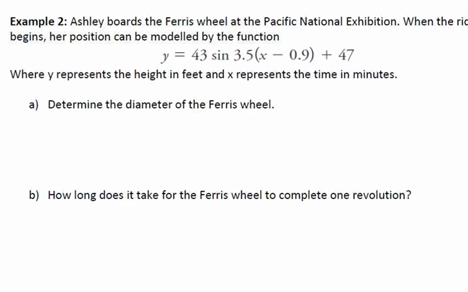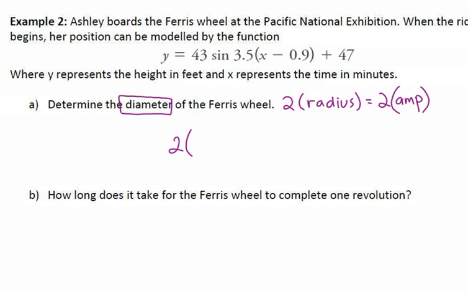Okay, so let's answer our questions here. Here's our Ferris wheel, and this is the equation for the Ferris wheel. We could graph it if we want. Determine the diameter. How would I get the diameter? It would be 2 times the radius, and the radius in this equation is the amplitude. What's our amplitude here? 43. So in feet, what would be our diameter? 86 feet. In these applications, you have to know that amplitude is the radius.